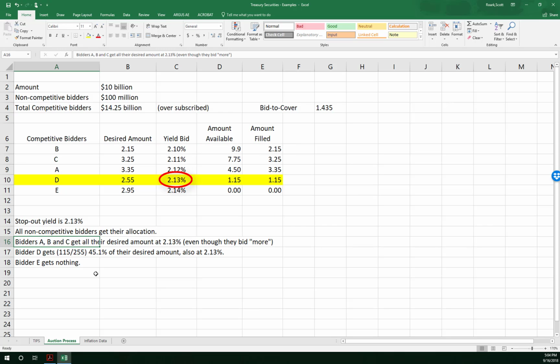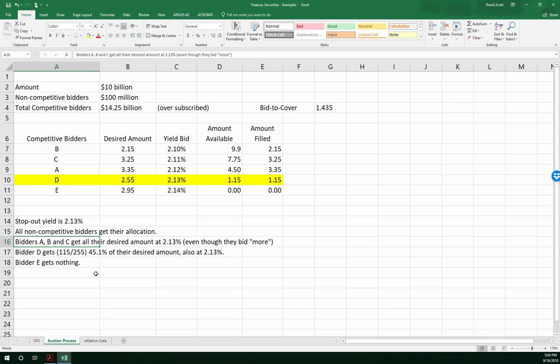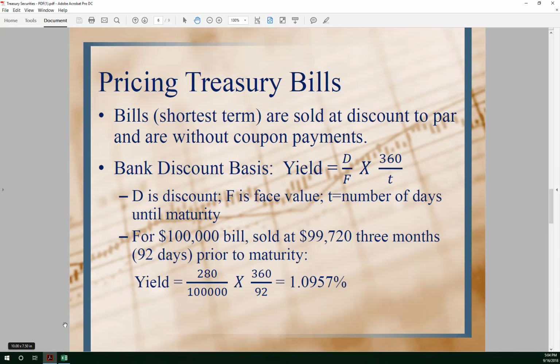They bid a lower yield, which translates to a higher price, but they enjoy the winning yield, and so they're going to be getting these securities at a 2.13% yield. And then we've already talked about bidders D and E. So I want to go back to the slideshow and just march on and talk about some other aspects of treasuries. So let's look at pricing of treasury bills.